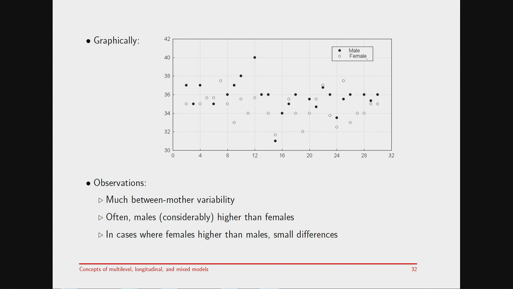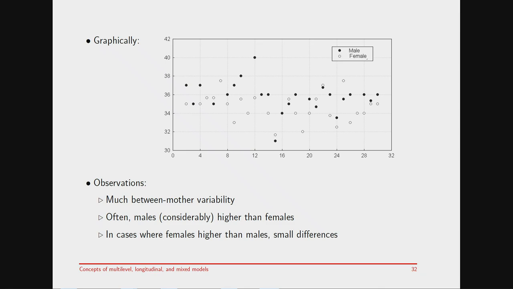So we're talking about like, this is about 35, this is about 37, so that's like 2 units difference, which is much higher than what we just saw by looking at the crude averages. If the girls are higher, like for example here or here, then we're usually talking about a very small difference.